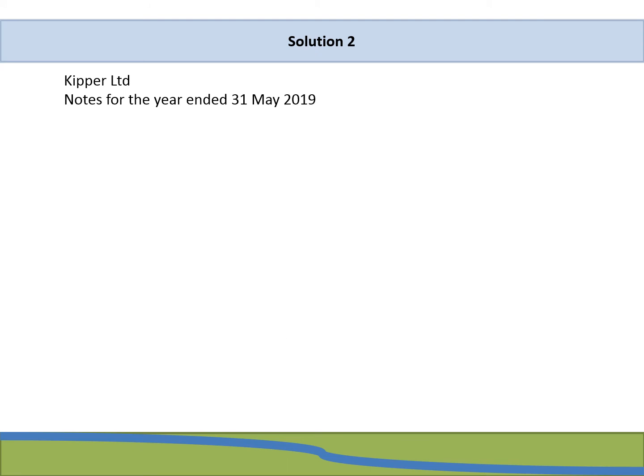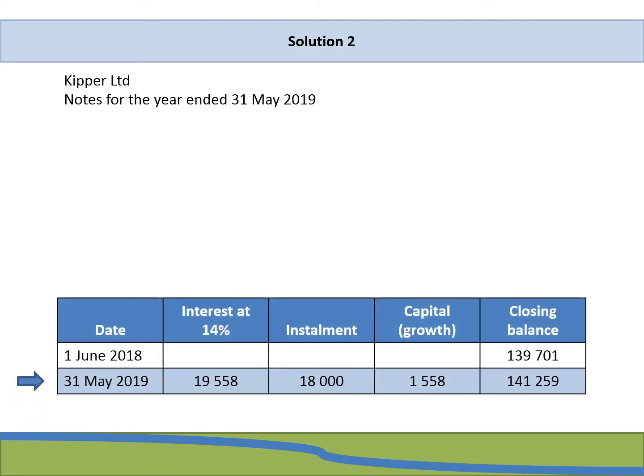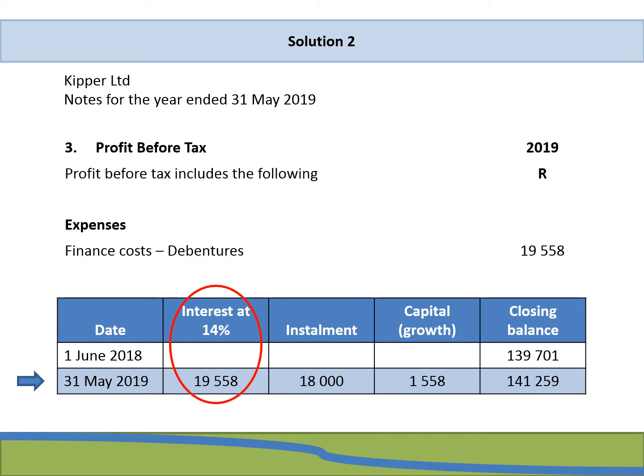If we look at our profit before tax note, we have finance costs of debentures, which will be disclosed. And if we look at our amortization table for the year ending 31 May 2019, our finance costs were 19,558 Rand, which we then disclose in our profit before tax note. Very important though, the amortization table is just a calculation and it is not disclosure.